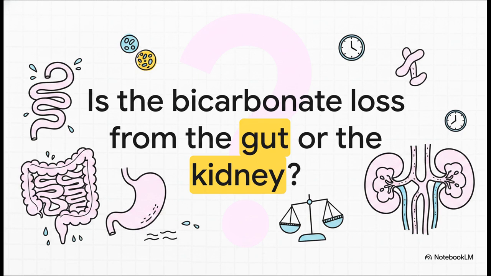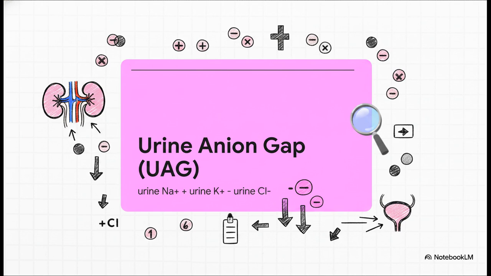See, a normal anion gap metabolic acidosis is fundamentally caused by a loss of bicarbonate. But where is it actually going? Are they losing it from the GI tract, like from severe diarrhea? Or is the kidney failing to reabsorb it or failing to secrete acid? Searching the GI tract when the kidney is actually the culprit is a massive waste of precious diagnostic time. We can't afford that.